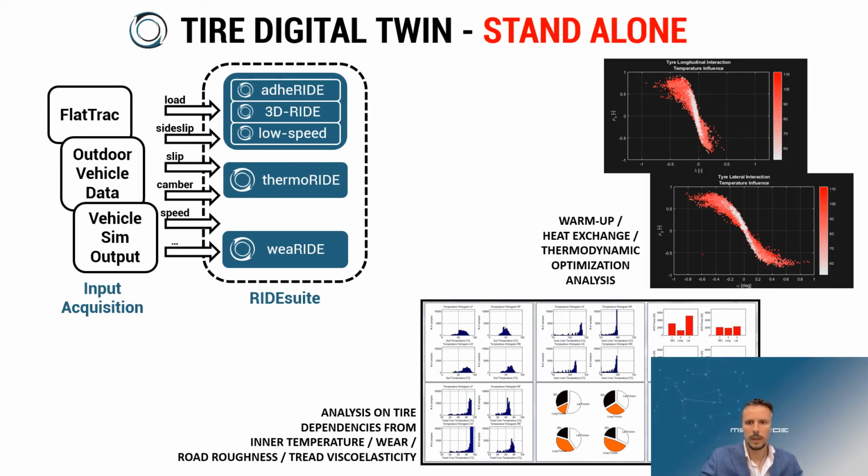The simplest way to employ the RIDEsuite solution is to use it as a standalone application, which allows you to conduct a lot of analyses and studies of the dependencies on inner temperature, wear, road roughness, and tread viscoelasticity, or to study the warm-up, heat exchanges, and thermodynamic optimization analysis in all the phases of the runs.